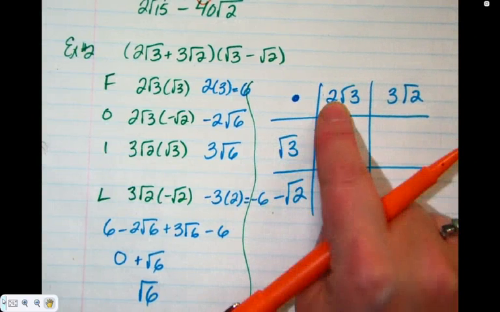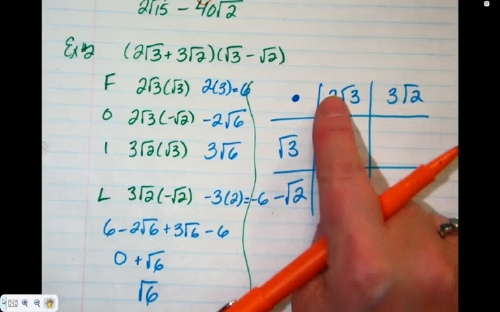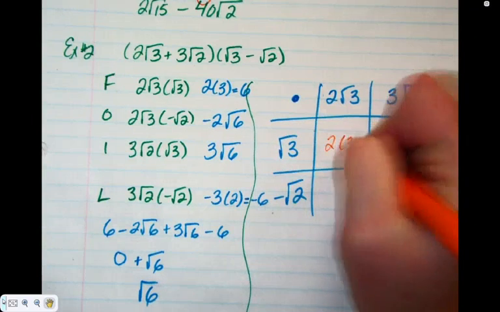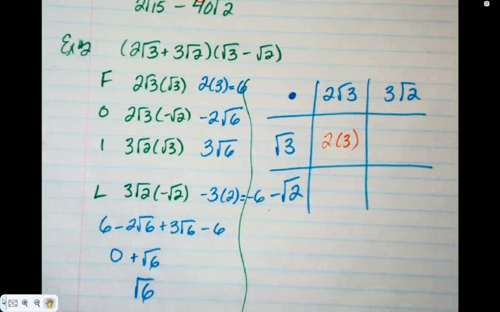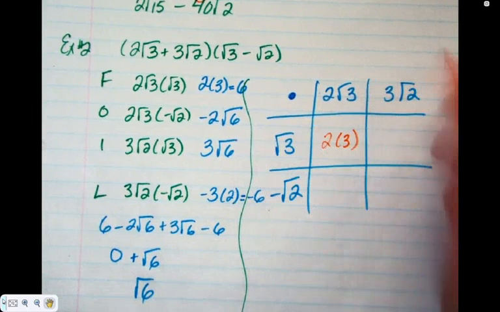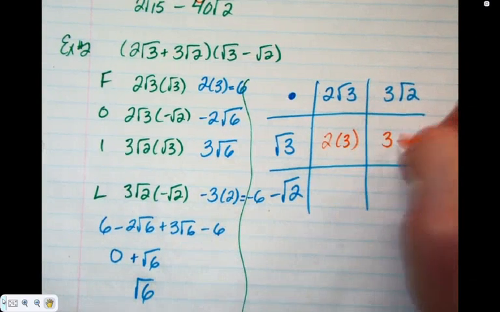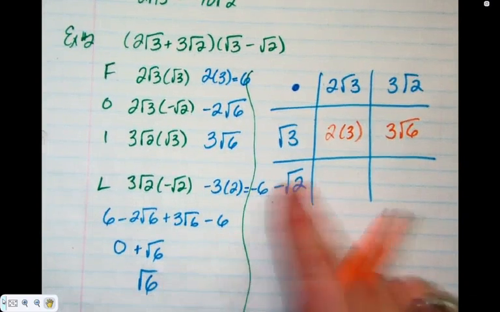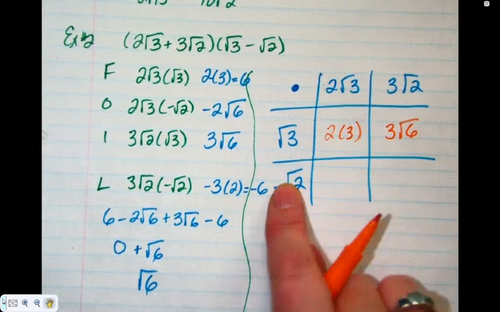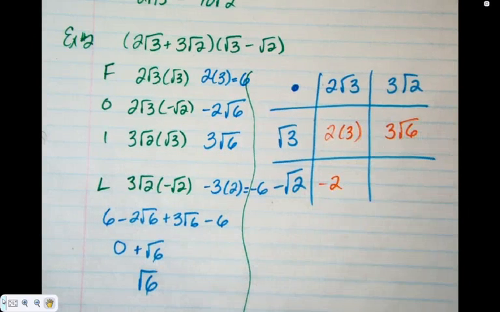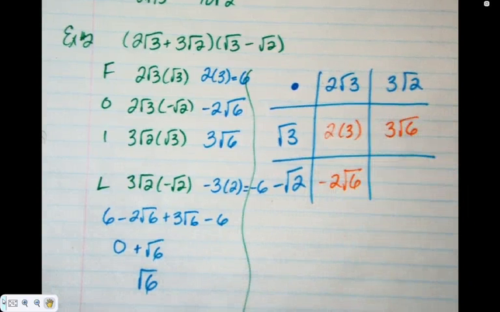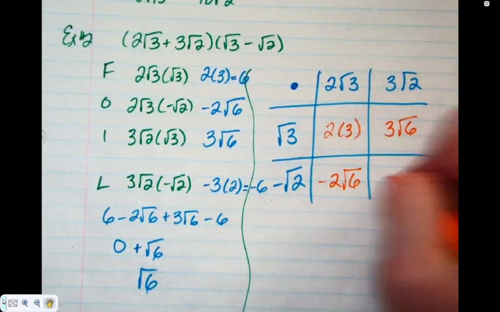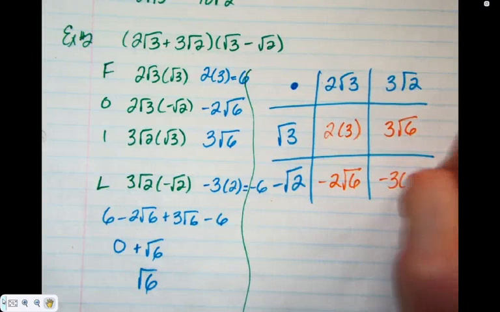So my first one is 2 root 3 times root 3. So 2 times imaginary 1 is 2. Root 3 times root 3 is just positive 3. Next box to the side is 3 times imaginary 1 is 3. Root 2 times root 3 is root 6. The bottom box is 2 times imaginary negative 1, so negative 2. Root 3 times root 2 is root 6. And the last one is 3 times negative 1, so negative 3. And root 2 times root 2 is 2.